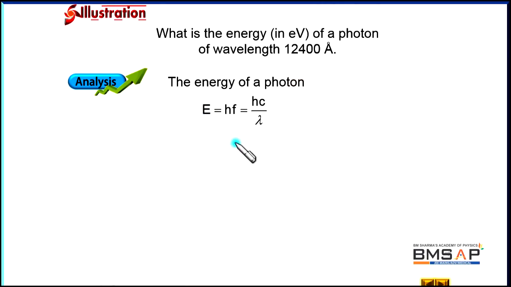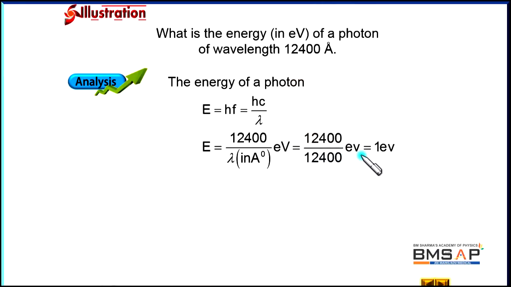So, we can write E = 12400 divided by lambda in angstrom. That means, if we substitute the value of lambda in angstrom, we will get the energy of a photon in electron volt. And here in our question, the wavelength is given as 12400 angstrom. So, let us substitute this value and this is equal to 1 electron volt. That means the energy of the photon is equal to 1 electron volt. Let us move to the next illustration.